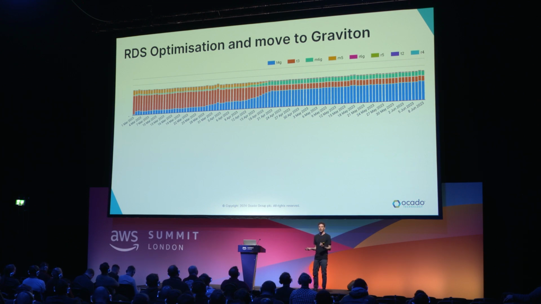You go in, you look at the CloudWatch metrics, you look at it over time, and you see, are we underutilizing these instances? If you're able to do that, often you can make some significant reductions there.